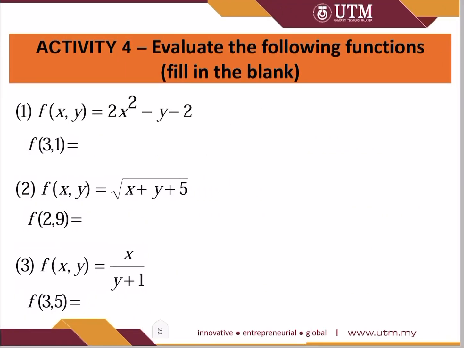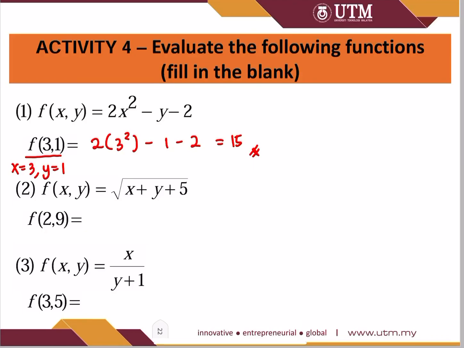Now let's look at this one. This is your exercise: 2x squared minus y minus 2. This is a function with two variables, x and y. For f(3, 1), meaning that x equal to 3, y equal to 1, we'll have 2 times 3 squared minus 1 minus 2. So we have 18 minus 1 is 17, 17 minus 2 is 15. So the answer is 15.